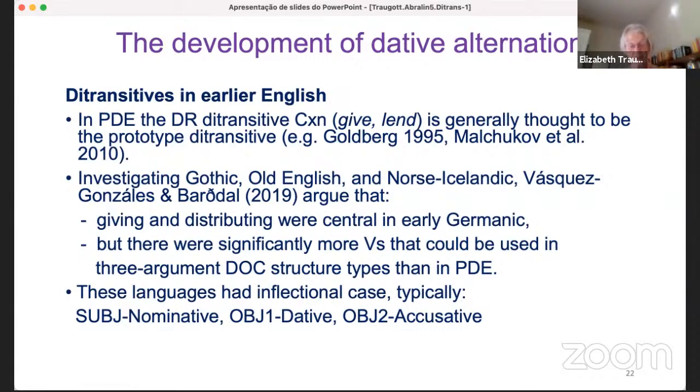There were significantly more verbs that could be used in three argument doc structure types than in PDE when you look at early Germanic. So we're talking about roughly 600 or so AD. All these languages, Gothic, Old English, and Norse Icelandic, had inflectional case, and typically the ditransitive was subject with a nominative case, object one, the recipient with a dative case, and object two, the theme with accusative case.